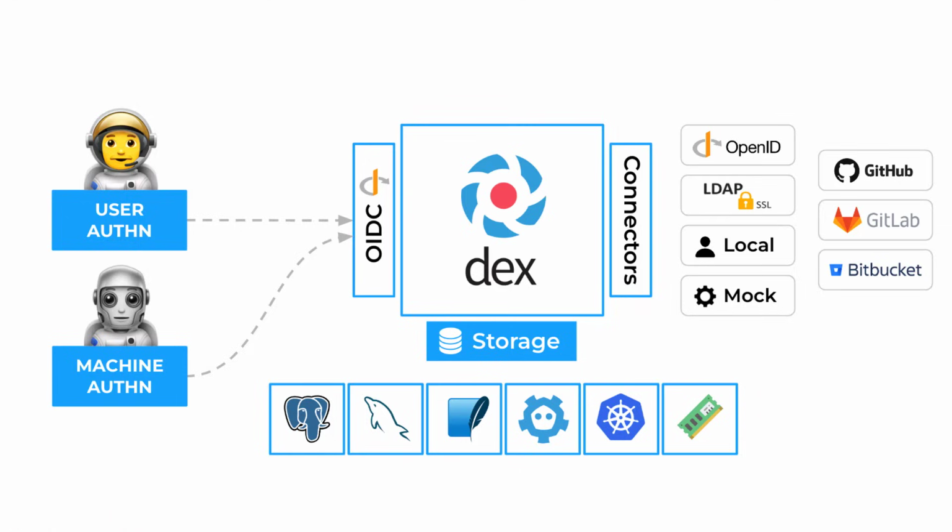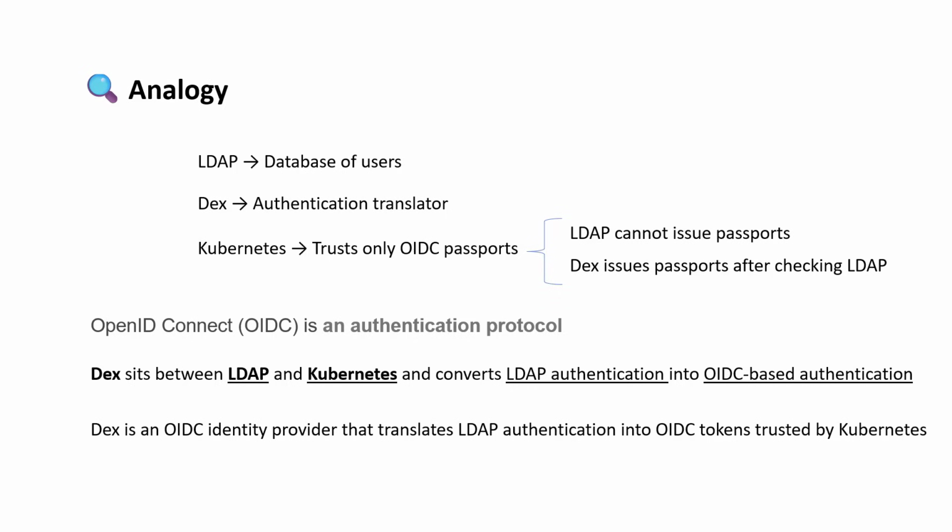In this video, I will show you how real companies connect Kubernetes to LDAP using Dex as the secure authentication bridge. To start, let's see what we need to bring up this lab. We need an LDAP server. In simple language, LDAP is the database of users. Also, we need a Dex server. This is the authentication translator. And also, we need to have a Kubernetes cluster.